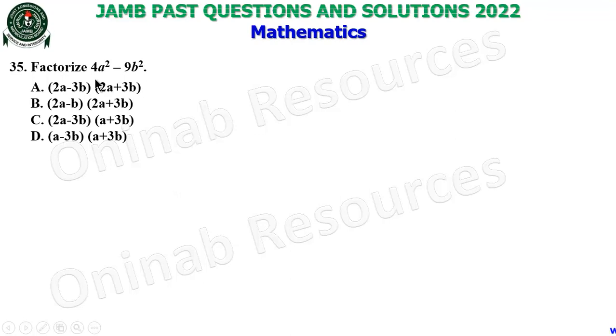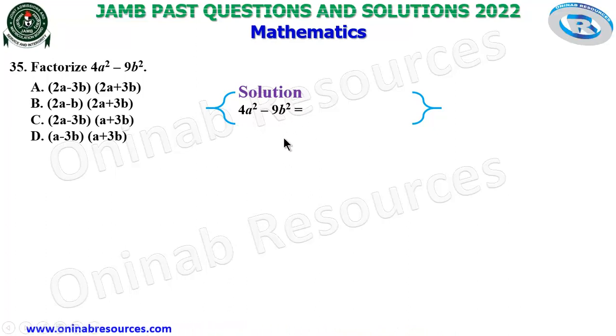Problem 35, factorize 4a squared minus 9b squared. So in our solution, we have to look at 4a squared minus 9b squared as difference of two squares, because 4a squared is a perfect square, 9b squared is a perfect square.